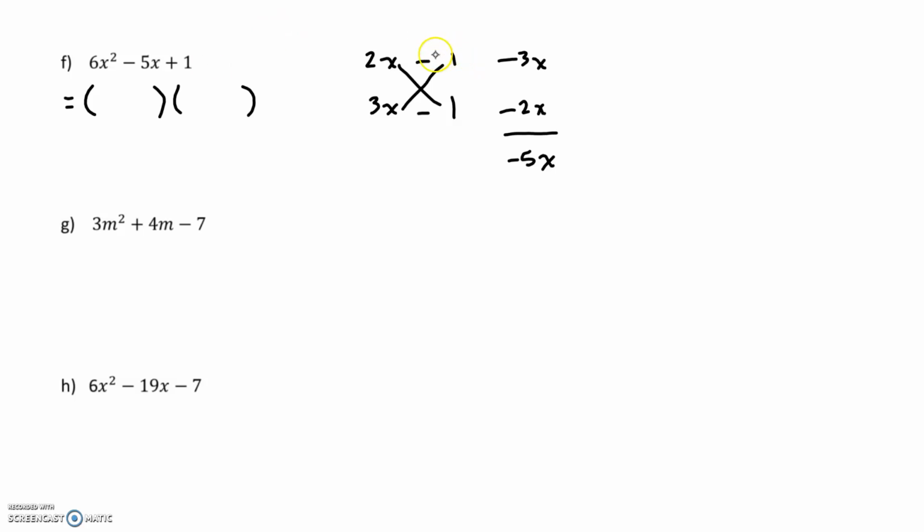I check my C value. Negative 1 times negative 1 is a positive 1. So I'm good. So we have 2x minus 1 and 3x minus 1. All right, let's go to the next one.